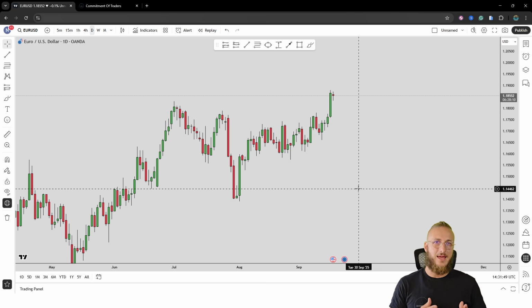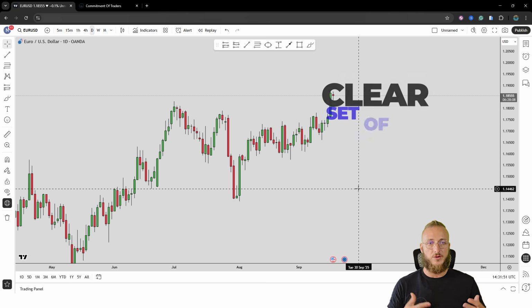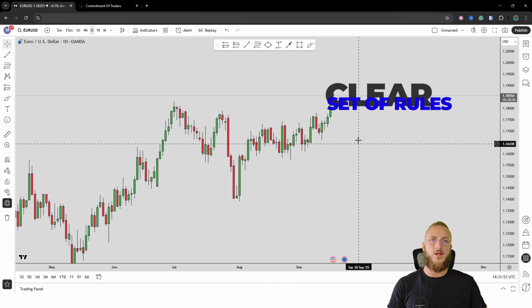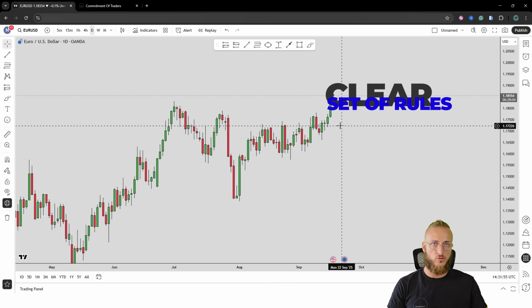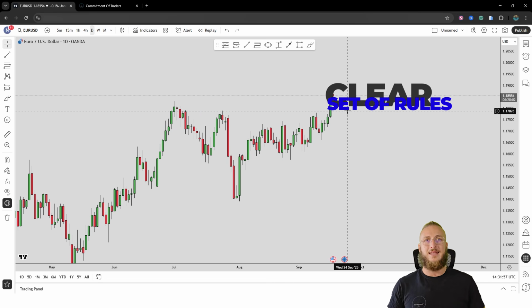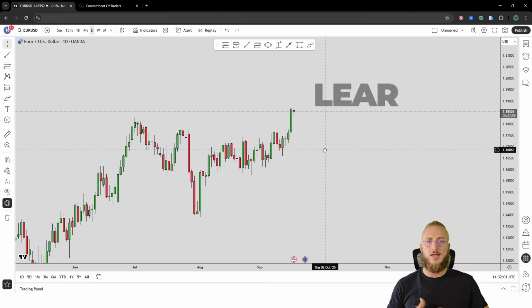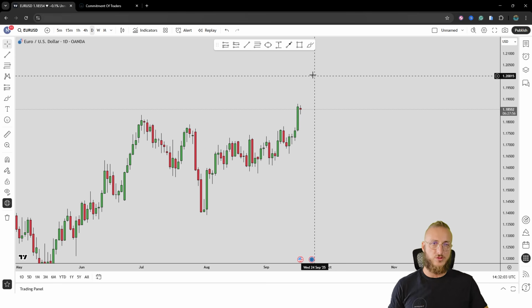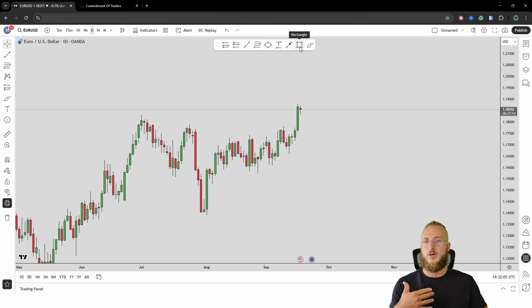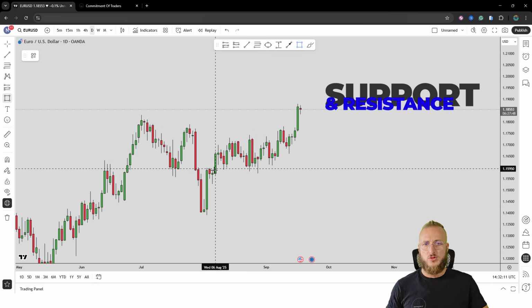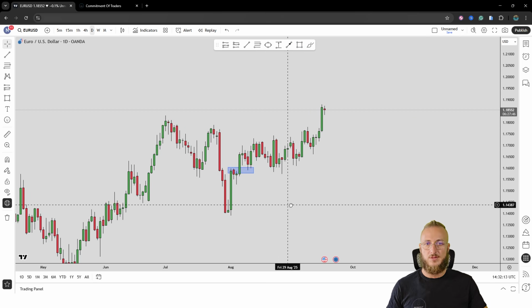So they don't really have a clear set of rules that they're following. And what do I mean when I speak about a clear set of rules? A set of rules that even a machine could execute. Now, if you're trading and, for example, you have a strategy which is based on buying and selling at previous resistance turned support areas. So, for example, you have this area here.